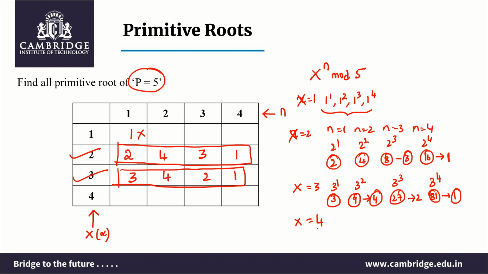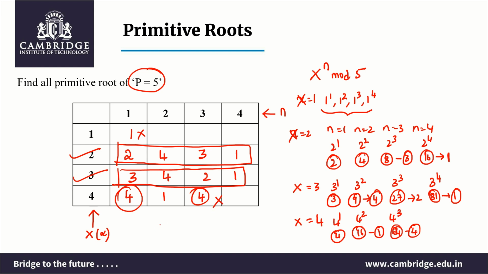Now let's try for 4. 4 power 1 will be 4 only. 4 squared is 16, so you'll get 1 as a remainder. 4 cubed is 64, you'll get 4. So 4, 1, 4. This value is repeating, so 4 can't be the primitive root.